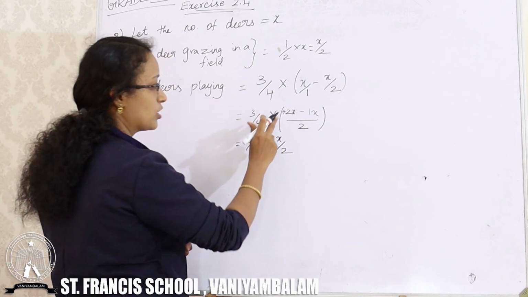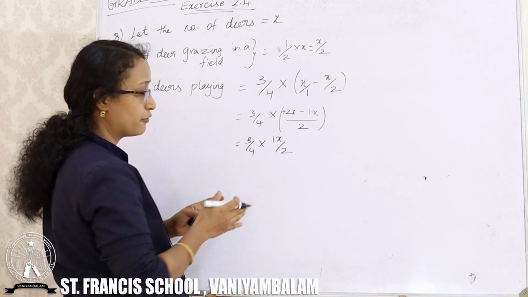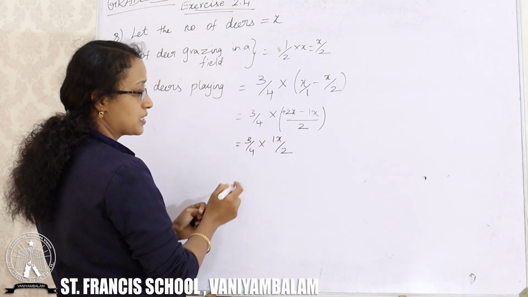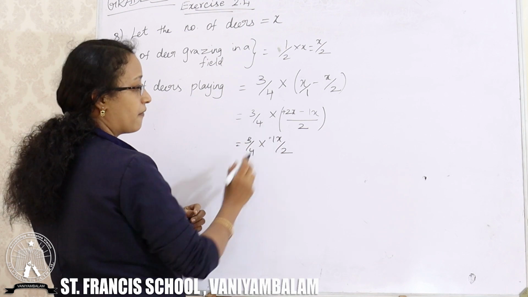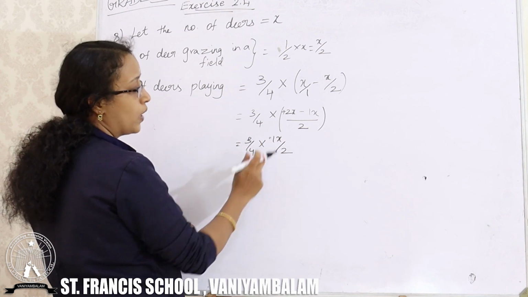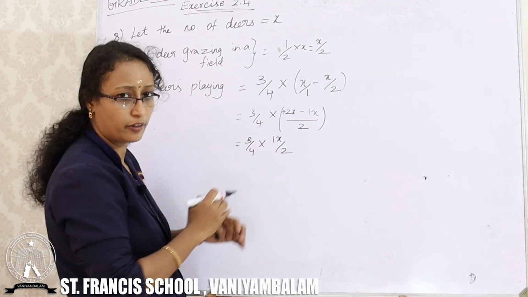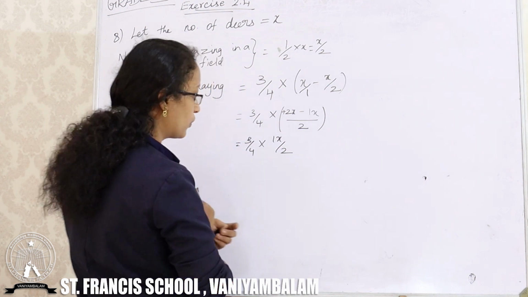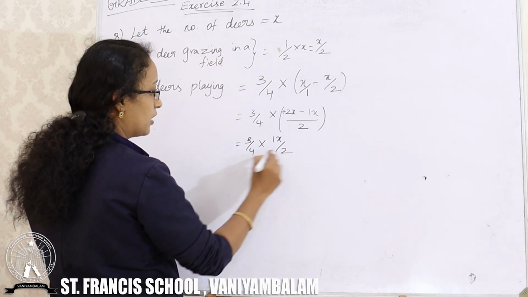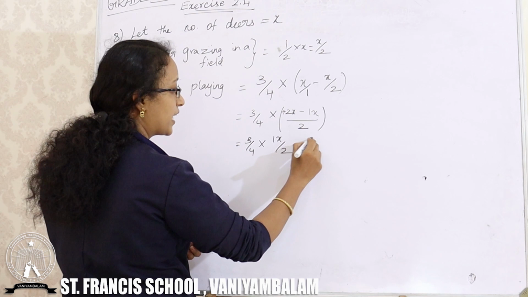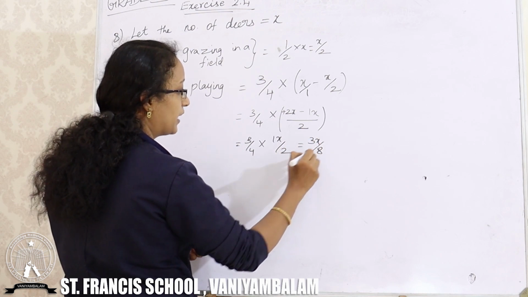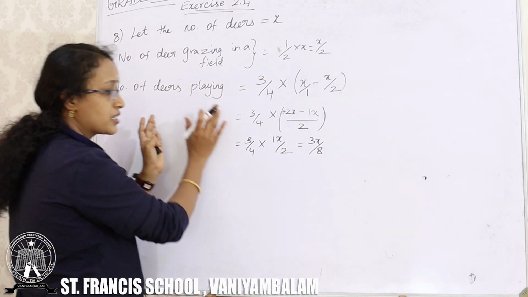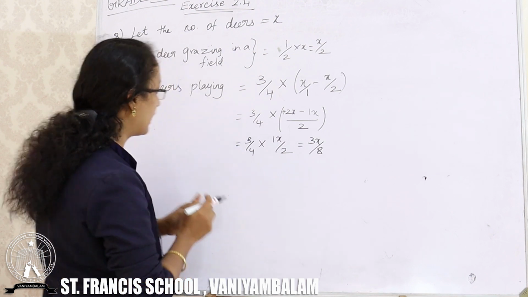The symbols are different, plus 2 and minus 1. Subtract them and put the symbol of the greater number. So you will get plus, right. So 3 by 4 into 1x by 2. If you have a positive sign, no need to write the positive sign. Now you got the answer. 3 into 1x is 3x divided by 8. So the number of deer playing is 3x by 8.